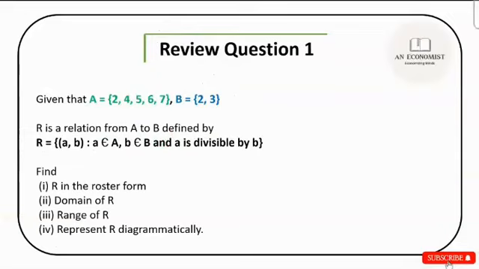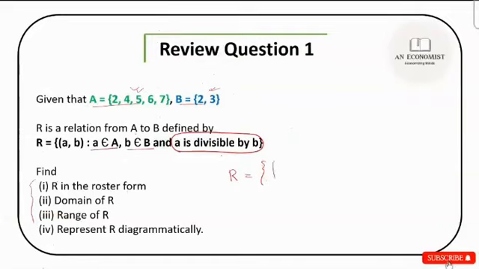Now let us do a review question. It says you have two sets A and B, and the relation is like this. The first element belongs to set A, the second belongs to set B, and the relation is: A is divisible by B. So you have to identify the elements of A which are divisible by B. And then you have to write the elements in the roster form, find out the domain, the range, and represent R diagrammatically. So let's see what the R set looks like.